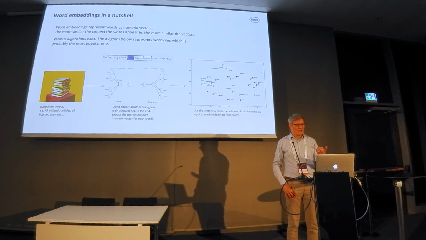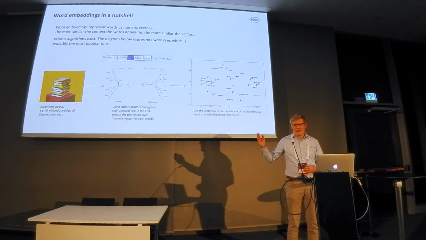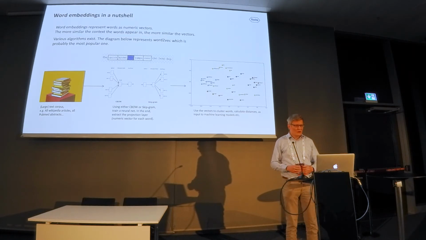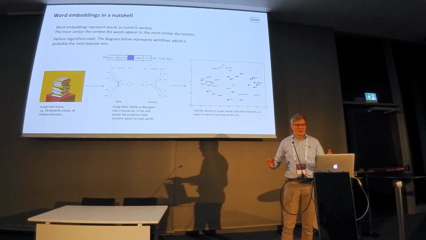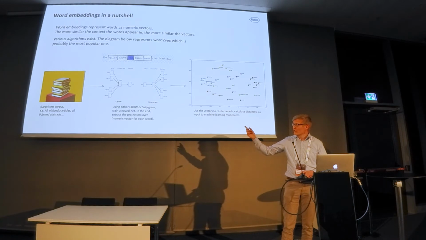A word embedding is basically just a way to represent words with a numerical vector as a function of the context the word appears in within a larger text. So for example, you start with a large body of text called a corpus, like all Wikipedia articles, all PubMed abstracts there are. And then you go through all these millions of documents. And for each word, you try to learn a numerical description. A very common algorithm for doing this is called word2vec. It comes in two variants, CBOW and skip-gram.